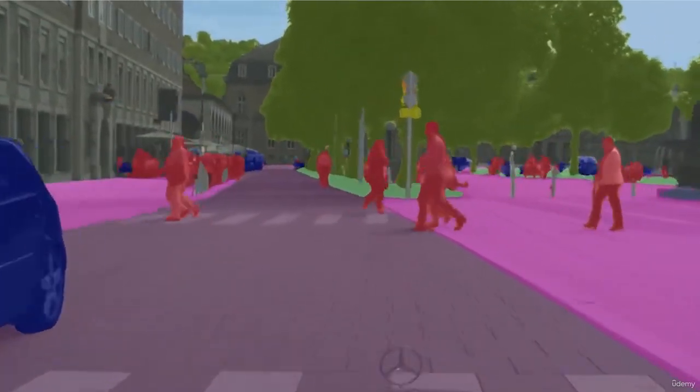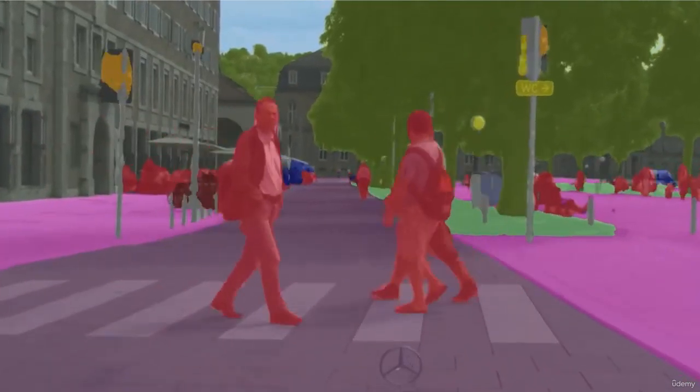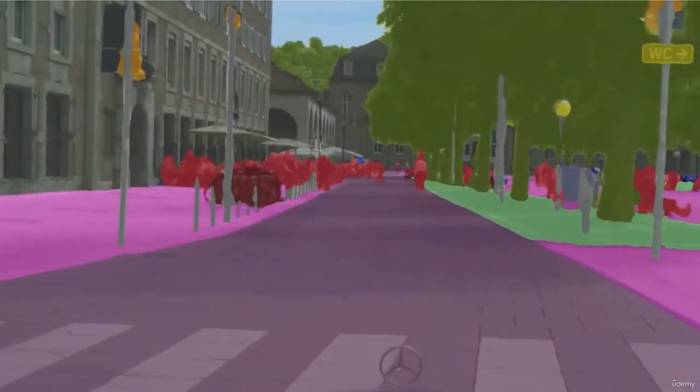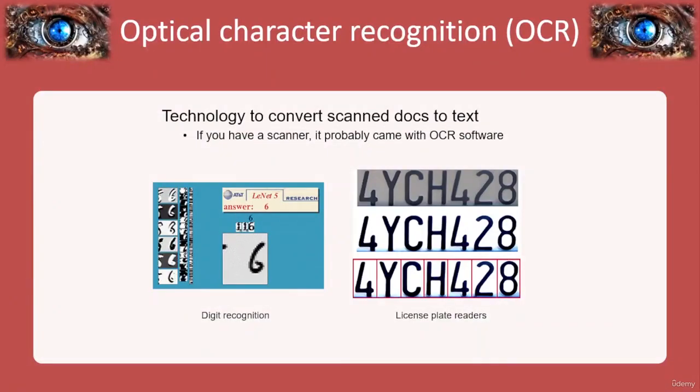Computer vision is employed to detect and track lane markings on the road. This enables the autonomous vehicles to stay within their designated lane and navigate safely. Computer vision is used for optical character recognition to convert scanned documents to text. For example, digit recognition from images and license plate readers.